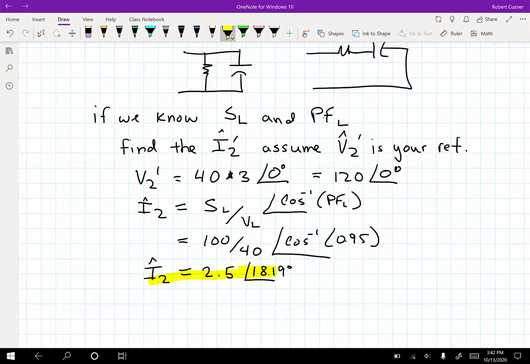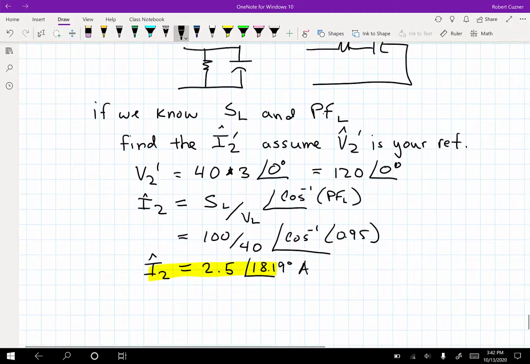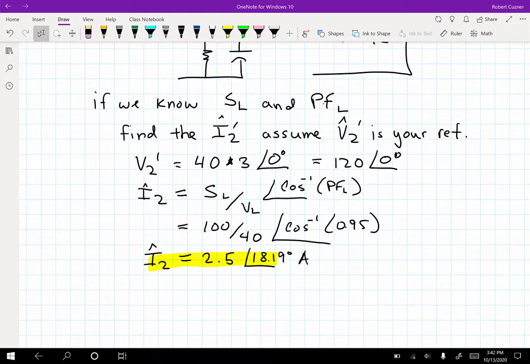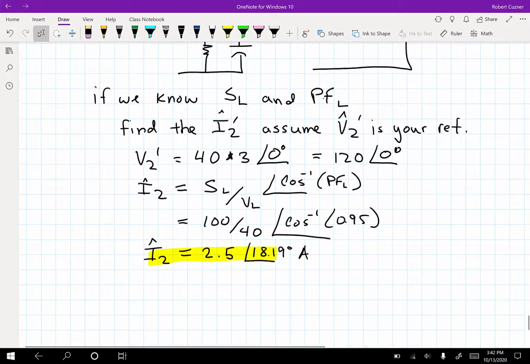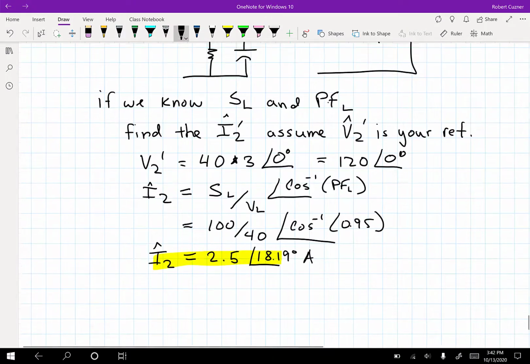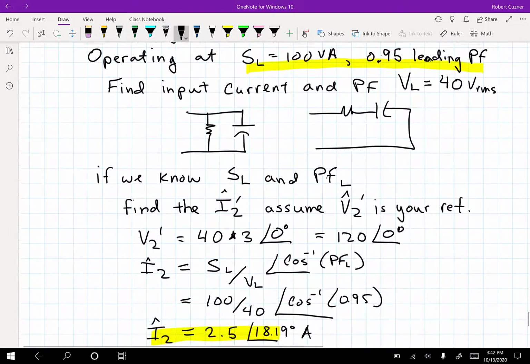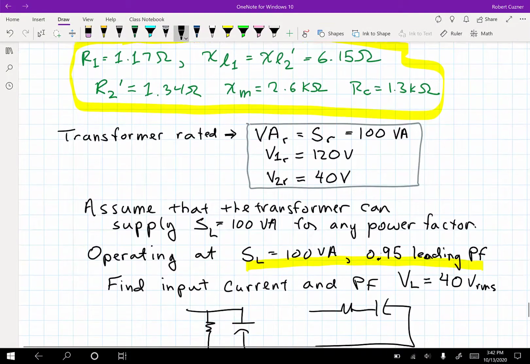And our resultant current at the load is 2.5 amps with an angle of 18.19 degrees. There's one other thing, though, that we would have to at least assume to solve this problem. I said that we need to find I1, and we're working the problem back from the load.